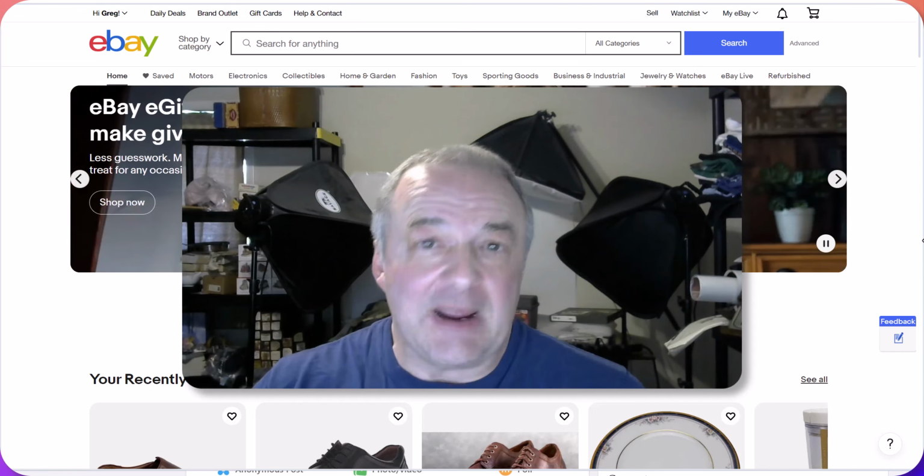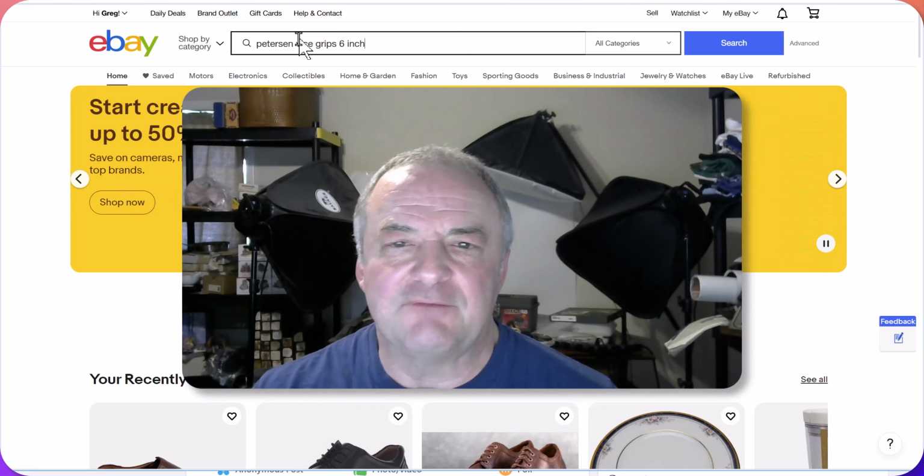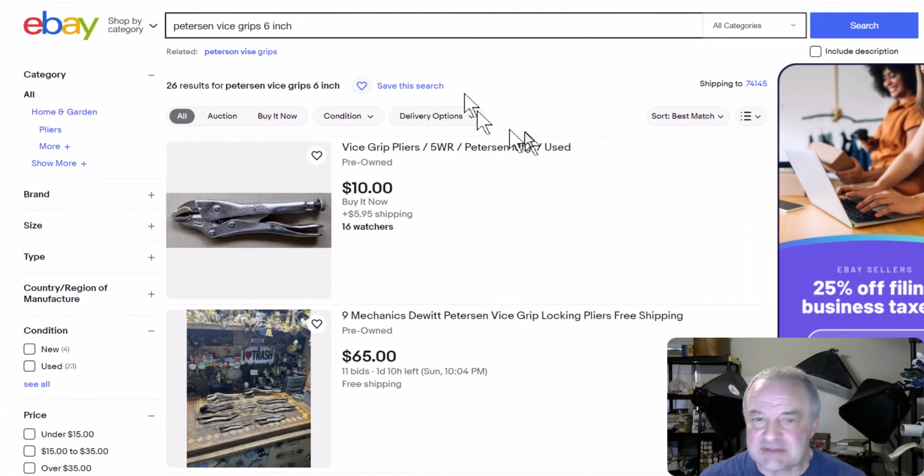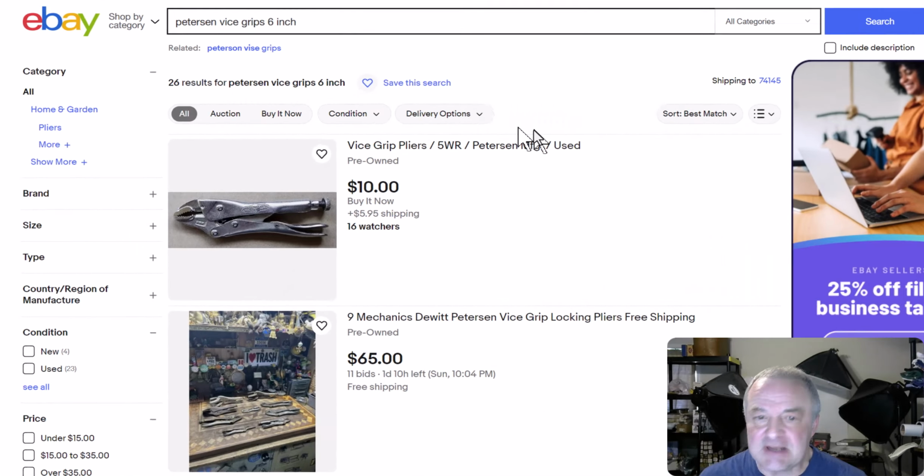Let's say that you have a pair of Peterson vice grips, and they are the 6-inch vice grips, okay? And they're used. Let's make sure that we're looking at used. Now, what we're going to find here as we scroll through, $10, here's a lot of 9, bundle of 9 for $65. Here's some for $49.